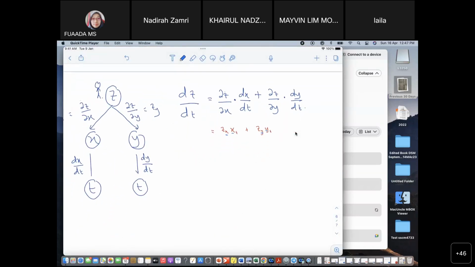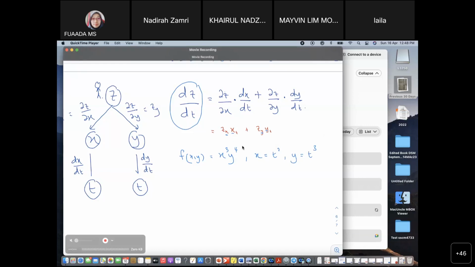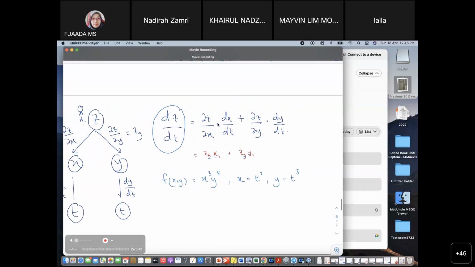Okay, so here we have the function. The function is given by x cubed y to the power of 4. And x is given by t squared. And then y is given by t cubed. You have to obtain dz over dt by using this formula. Before you obtain the result, you have to compute 4 terms here. Z_x, and then x_t, and then z_y and y_t. The derivatives.